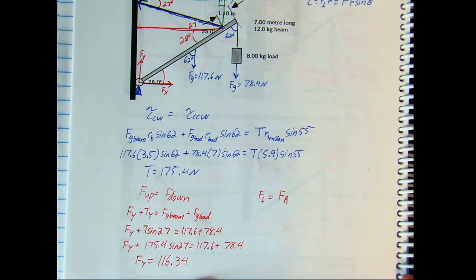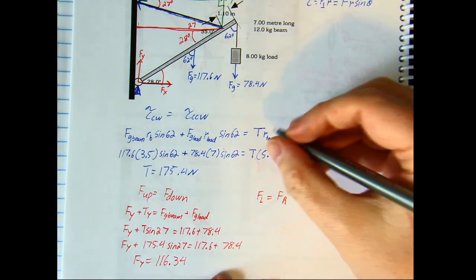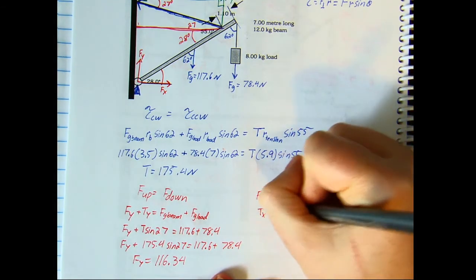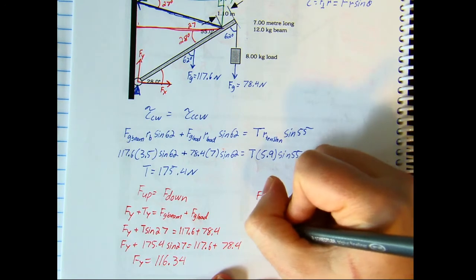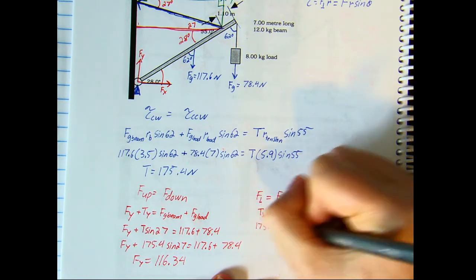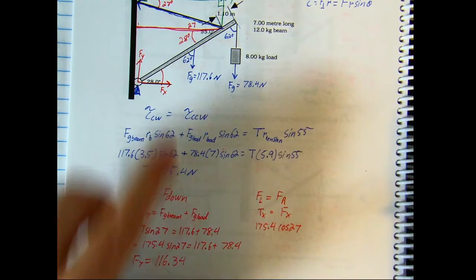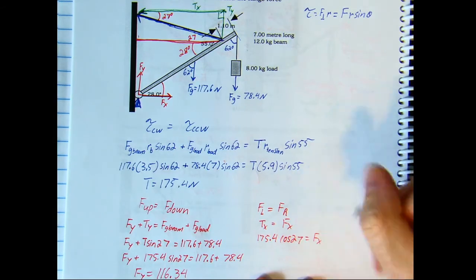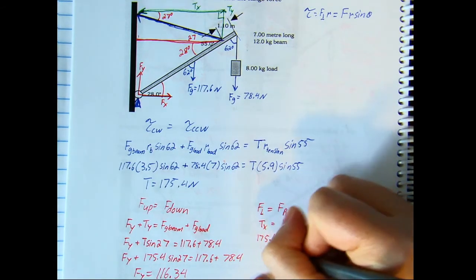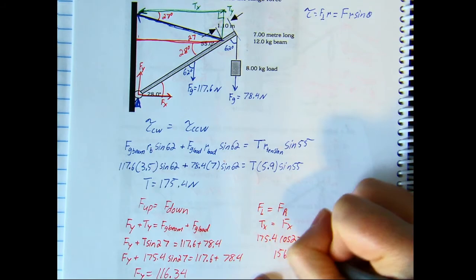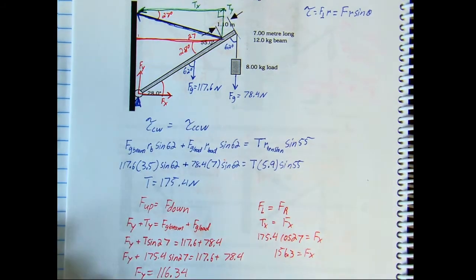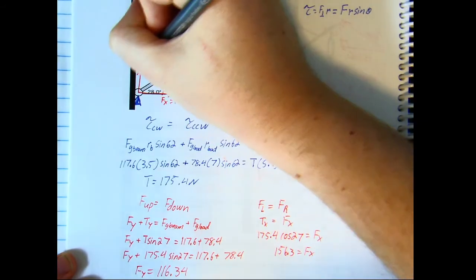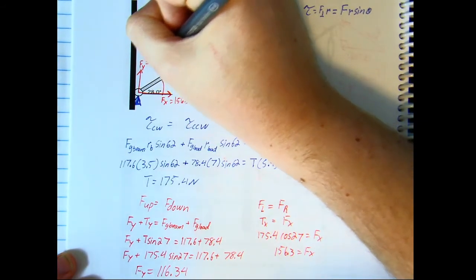And then my forces left equal forces right. My leftward force is Tx. My rightward force is Fx. So my Tx is just going to be 175.4 cos 27, from this triangle up here, equals Fx. And so I'm going to get 156.3 equals Fx. So that gives me Fx here on the hinge of 156.3, and it gives me an Fy of 116.34.